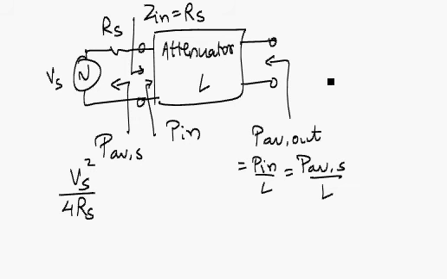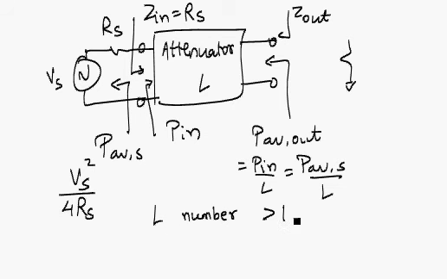Now what's available at the attenuator output, and this is again the available power, which means that whatever the Zout of this circuit is, if you match it with another Zout here, you would get an available power at the output of Pin by L, which is P available S by L. L here is a number greater than 1, so that's the attenuation. Equivalently, the gain of the system is equal to 1 by L, and that's less than 1.